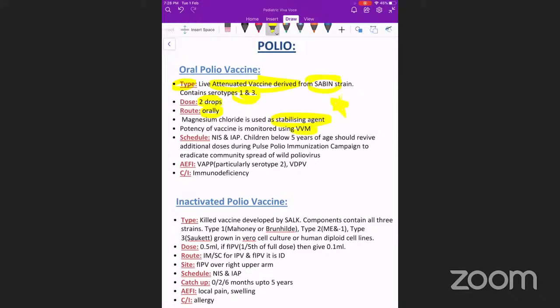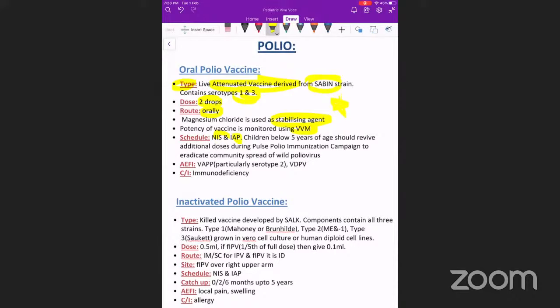And then the schedule, the national immunization schedule and the IAP schedule. So when do we give it? As per the national immunization schedule, we give it at birth, 6, 10 and 14 weeks. And the same applies to the IAP as well. Now, children below 5 years of age should receive doses.